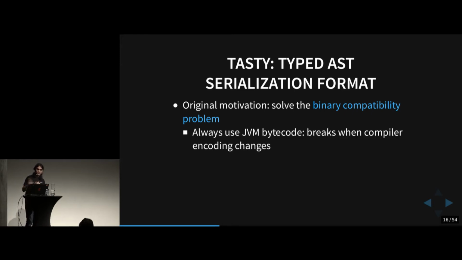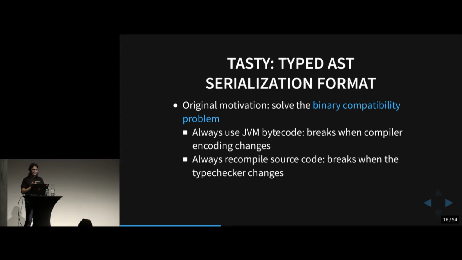Briefly, if we always use JVM bytecode, then if there are compiler encoding changes, like between Scala 2.11 and 2.12, they change how trait methods are encoded, which means that it's impossible to reuse 2.11 code as a dependency of 2.12 code. So binary compatibility was broken. An alternative can be source compatibility, which is something that some build tools are now exploring. But an issue with source compatibility is that if the type checker changes, if the type inference algorithm or the way we do implicit search changes, then your source code might not recompile anymore. So it's not perfect for compatibility either.